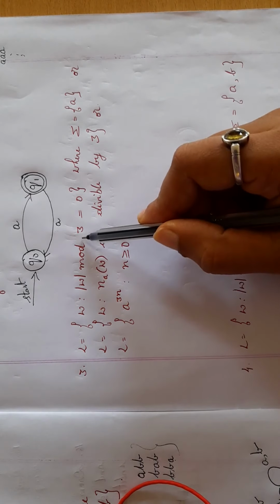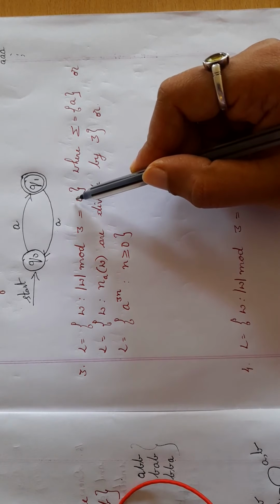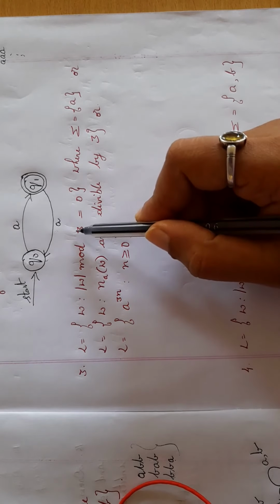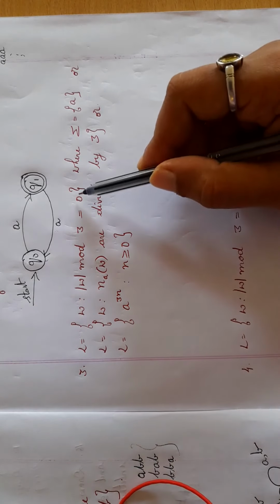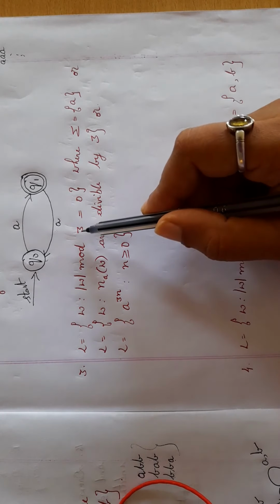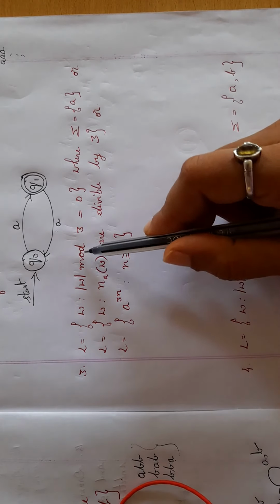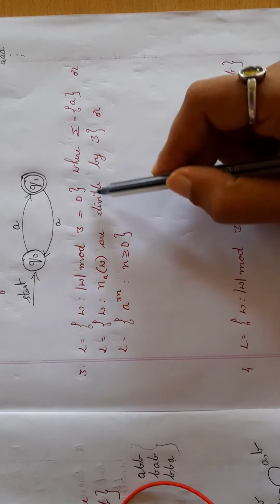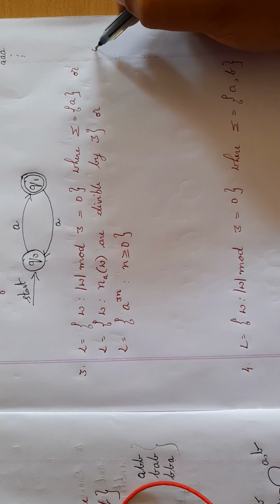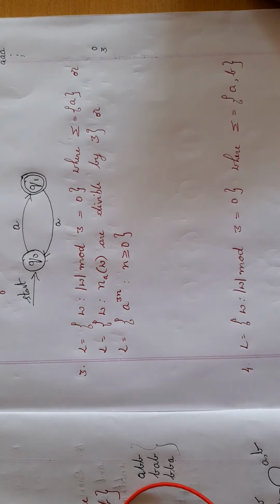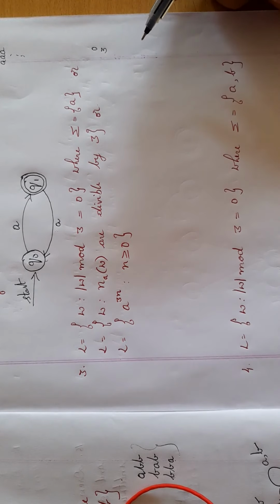What are the different cases where you will get 0 as the answer? Length of the string, I'll start from 0. What is 0 mod 3? 0 mod 3 is 0. Next, 1 mod 3 is 1. 2 mod 3 is 2. What about 3 mod 3? 3 mod 3 is once again 0. Then 4 mod 3 is 1, 5 mod 3 is 2, 6 mod 3 is once again 0.